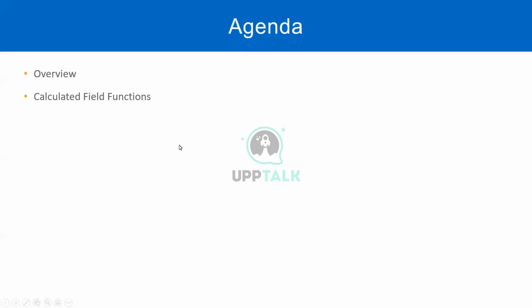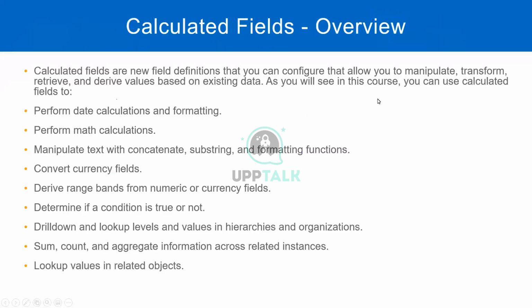Okay. Now, what are calculated fields? Calculated fields are new field definitions that you will configure, and it will allow you to manipulate data, transform, retrieve and derive values based on existing data, right? So some data would be there in Workday. Based on that, we can derive, we can transform and, of course, we can manipulate that existing data and come up with new information, right? And why will we need this new information? Maybe for reporting purposes, maybe to do some interim calculations, and so on. So we might need additional information, and for that we would need to know about calculated fields.